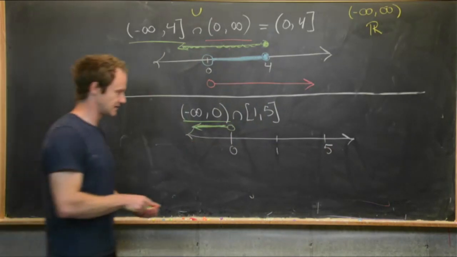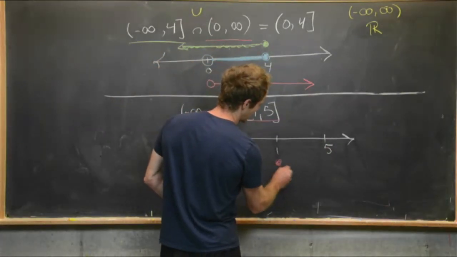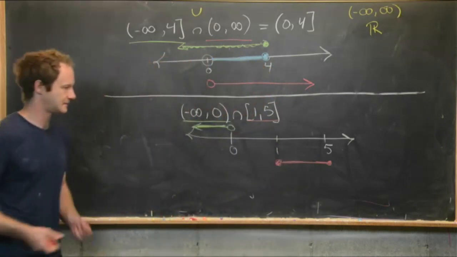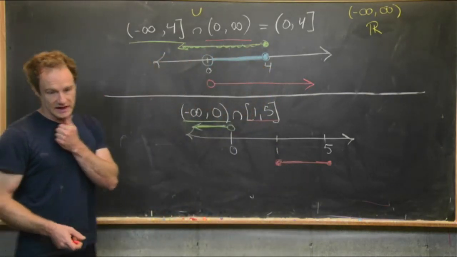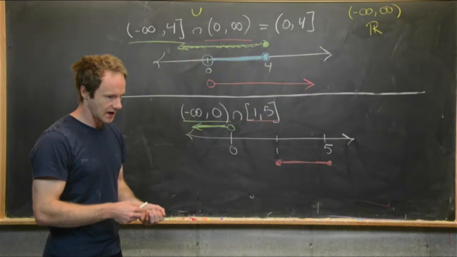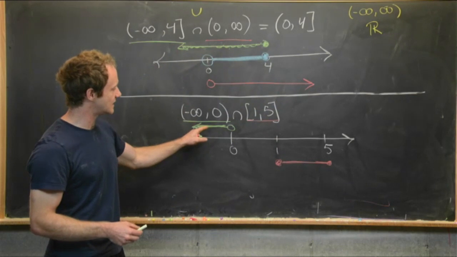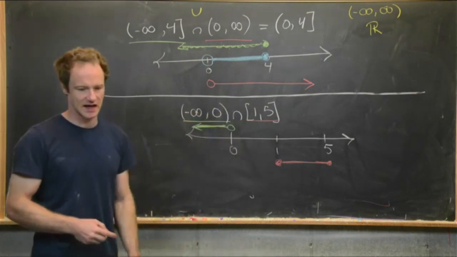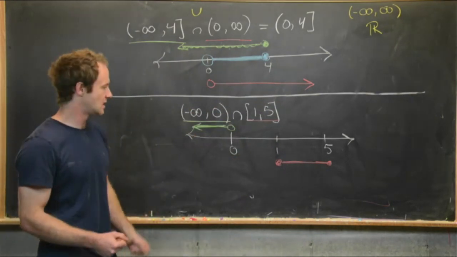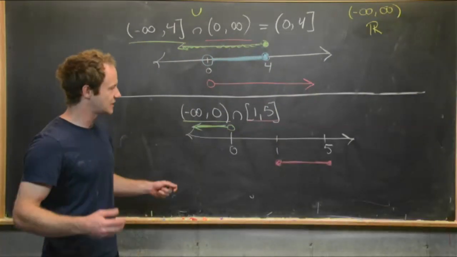And then let's graph this one maybe in red. So I'll do it below. We do include 1, we do include 5, and then everything in between 1 and 5. And now, again, it's an intersection. So if it has to be in this set and in this set, in other words, we want to look for everything that's shaded both green and red. But notice there's nothing shaded green and red, right? So there's nothing shaded green and red.